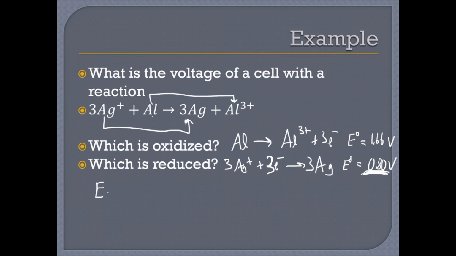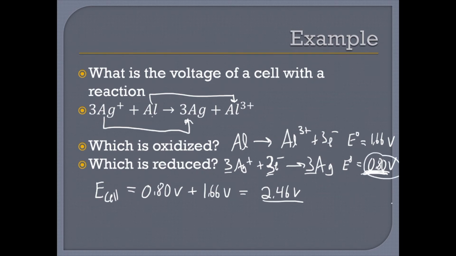When I calculate my cell voltage, again, do the same thing. Take my reduction voltage, 0.80 volts, add it to my oxidation voltage, and this will give me a total voltage for this cell of 2.46 volts. Now this represents how much energy each electron is getting. The fact that this particular reaction occurs 3 times doesn't change the fact that each electron still only gets that much amount of energy. So when you calculate the cell voltage, you only need to count the reaction once. Even if the reaction looks like it occurs multiple times, you only need to count the reaction once.